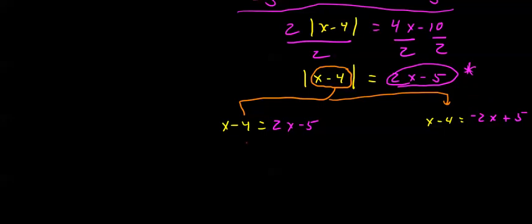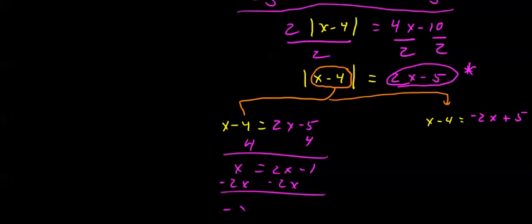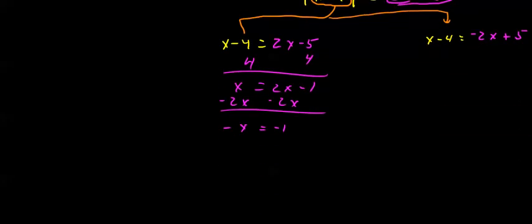And now we solve. So I'm going to add 4, x equals 2x minus 1, and then, oh, that was dumb. I'm going to subtract 2x. And we get negative x equals negative 1. I'm going to divide both sides by negative 1. And we end up with x equals 1.